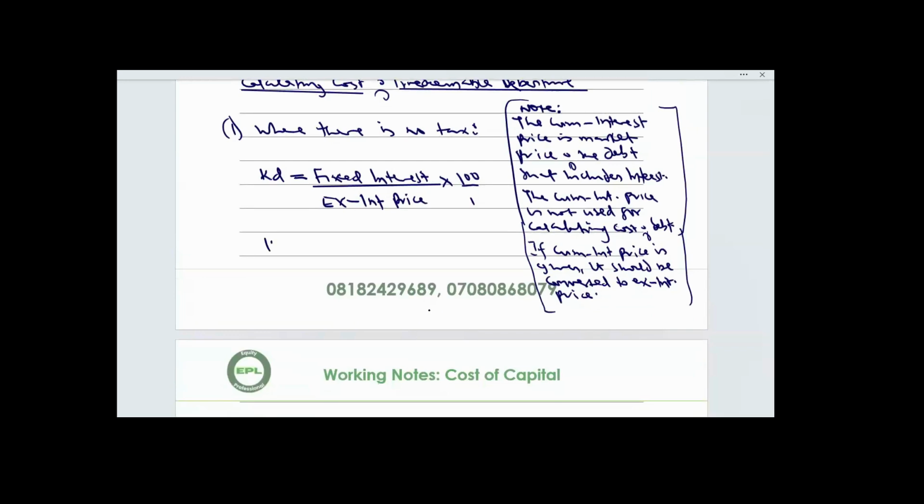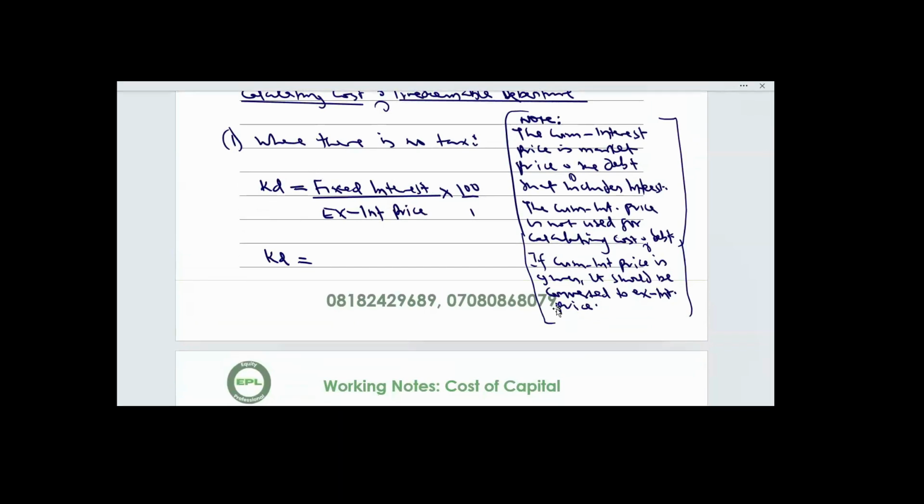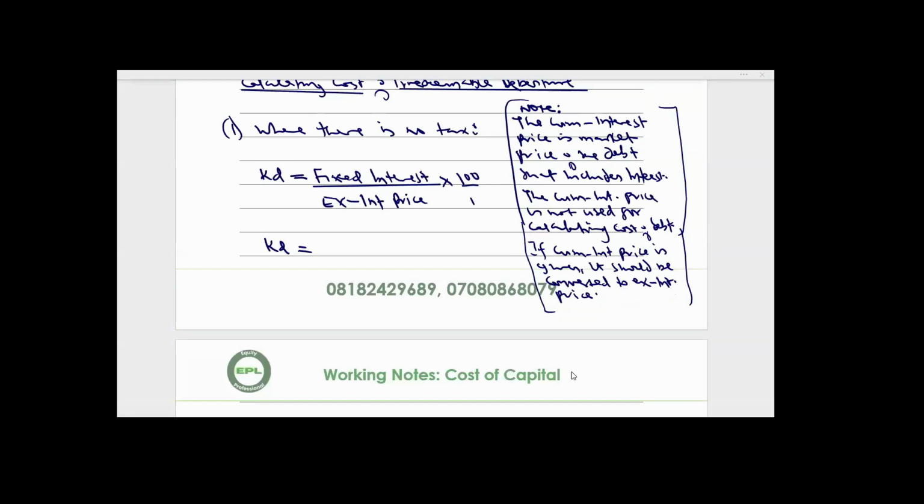So KD will then be equal to, I will go back to the question. What's the interest rate given to us? According to the question, we are told that 9% redeemable debenture. That 9%, the interest rate or the coupon rate is usually attached to the value of the debt. The nominal value of the debt is 10 million naira. So the 9% is the interest rate that the debt holders will earn from their investment of 10 million naira in the business. So 9% is the interest.